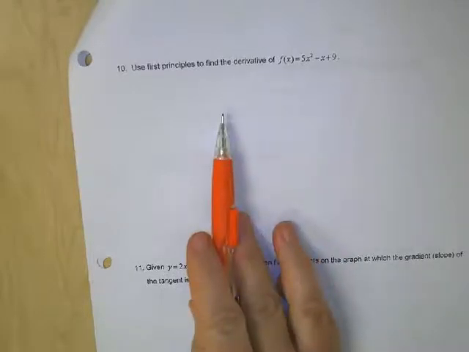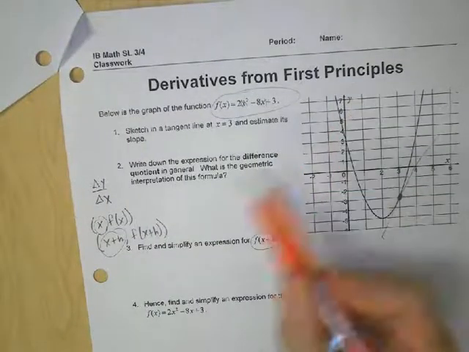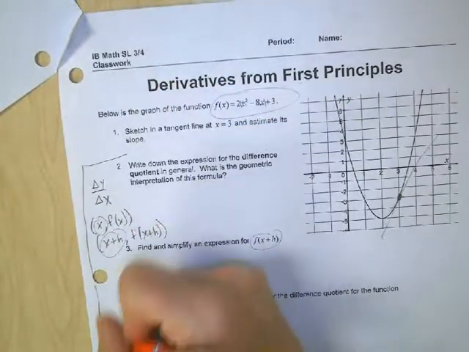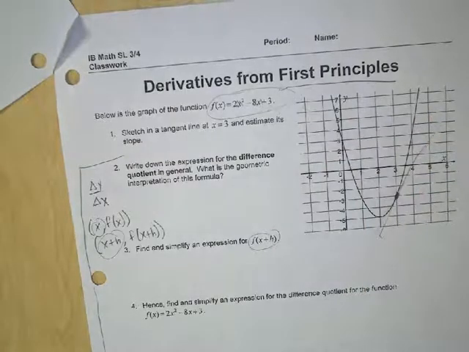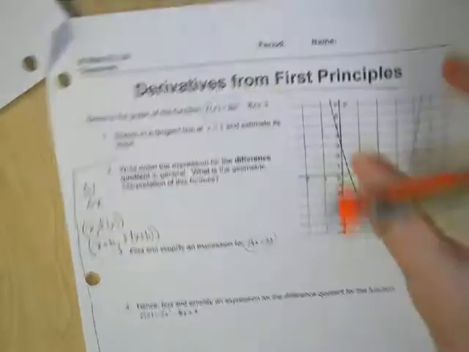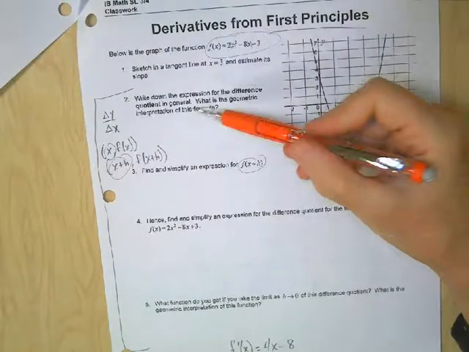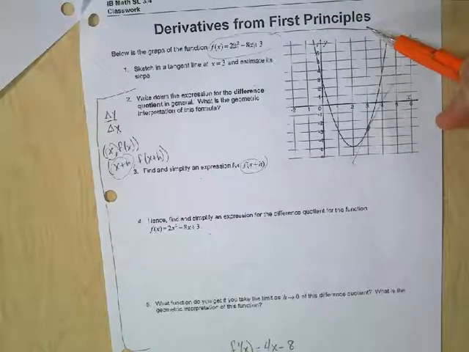Use the first principles. Oh, sorry, did I mention this is called first principles? Derivatives from first principles. This process that we're using from here down to here, this is called first principles. So steps 2, 3, 4, and 5 is called the first principles process. This is finding a derivative using first principles.